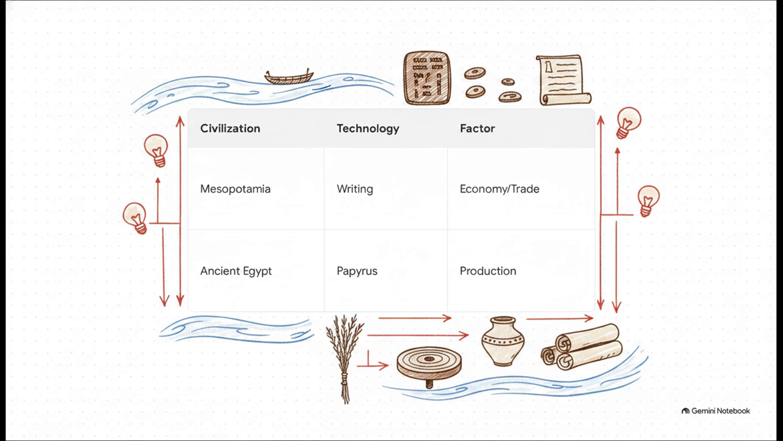On the top, we have Mesopotamia. Their big technological development was inventing writing. But why? Well, because the geographic and human factors of where they lived required them to shape their economy and keep track of really complex trade.